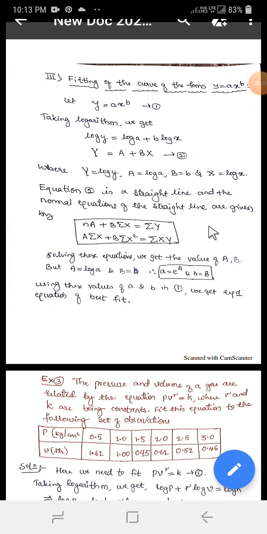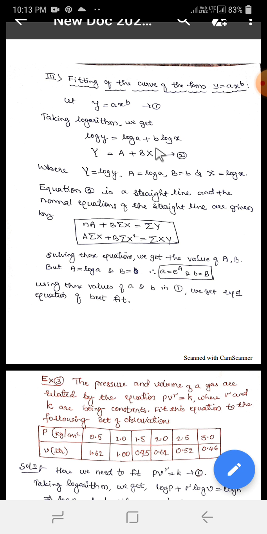Hello students. In the last lecture we discussed how to fit the curves, straight line and parabola. In this lecture we are going to discuss fitting of the curve of the form y equals a times x to the power b, that is the third type. To fit such curves we are required to convert this into the form of a straight line by taking log throughout.